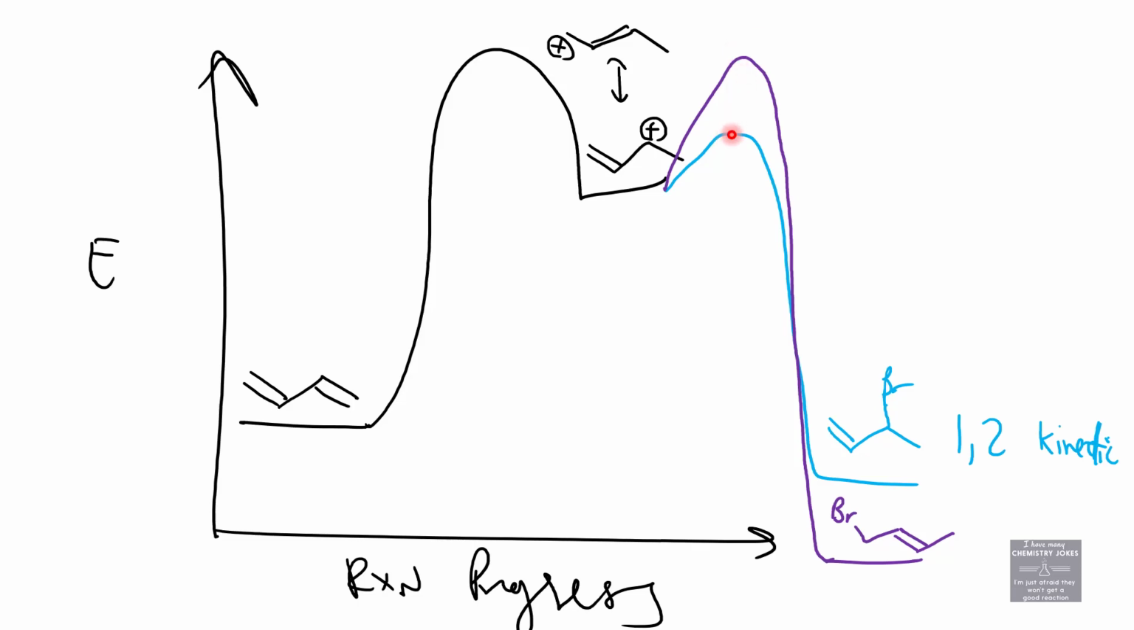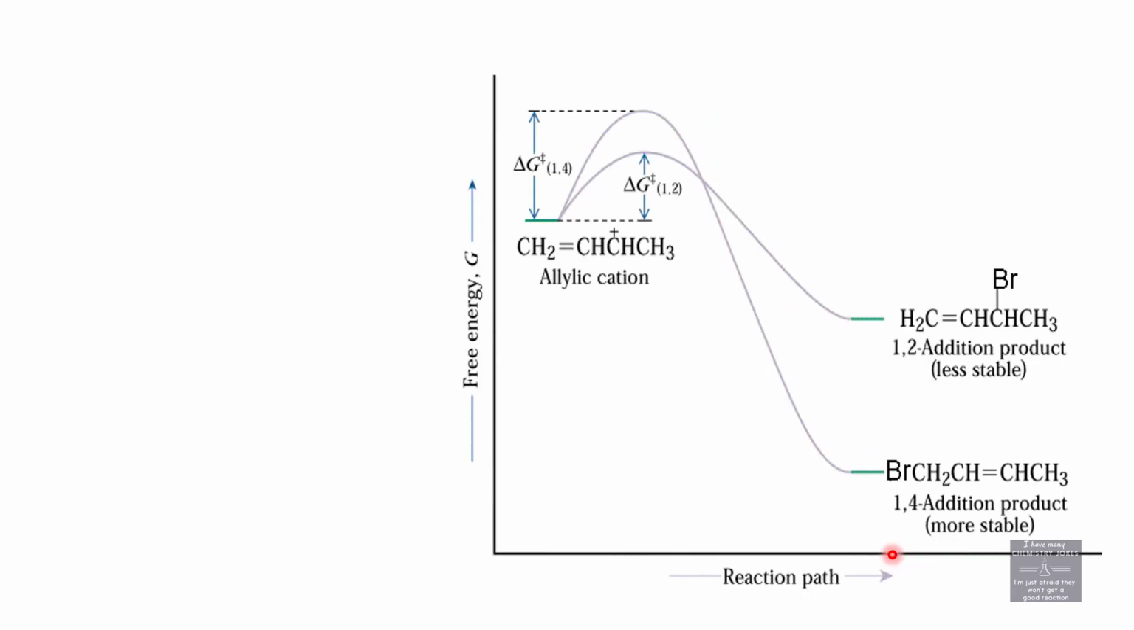Lower hill, kinetic product. Higher hill, thermodynamic product. It doesn't really go like that. Lower hill, kinetic product. Lower shelf, thermodynamic product. Yeah? It can get kind of confusing, I know, but there we go.